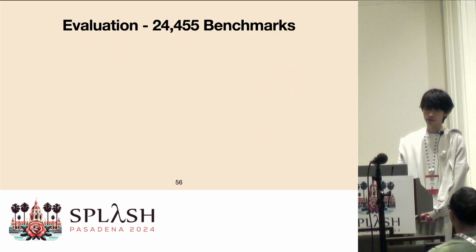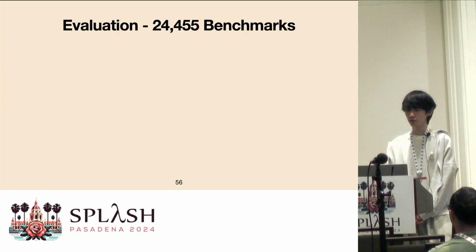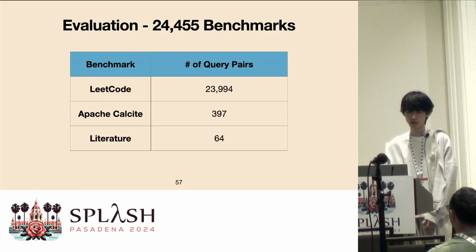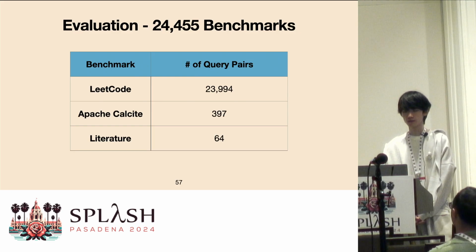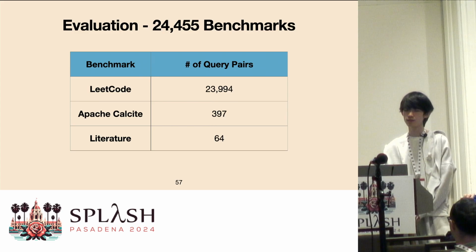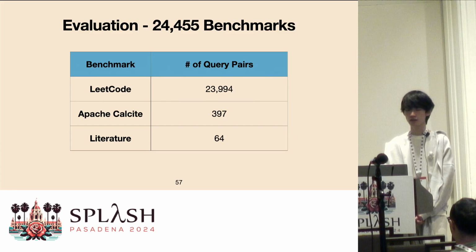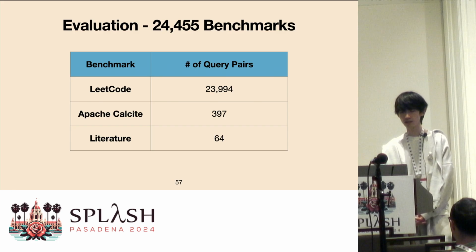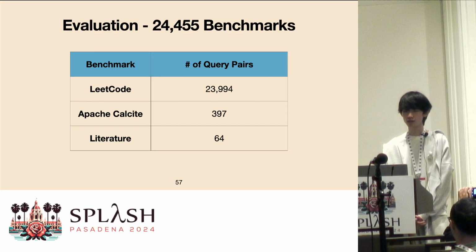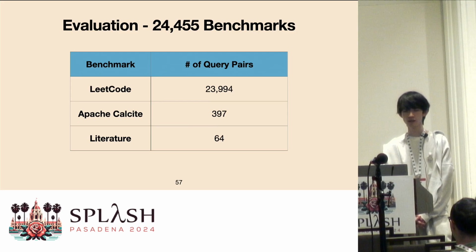We evaluate VeriEQL. To evaluate VeriEQL on solving real-world tasks, we use 3 different benchmark suites. The first and largest is from LeetCode with 23994 query pairs. And each benchmark is a pair of 2 queries of a user-submitted query and a ground truth query. And the second benchmark is Apache Calcite with 397 benchmarks. And each benchmark is a test case where a slow query is rewritten to a faster one via rules. And we also take another 64 benchmarks from prior literature.